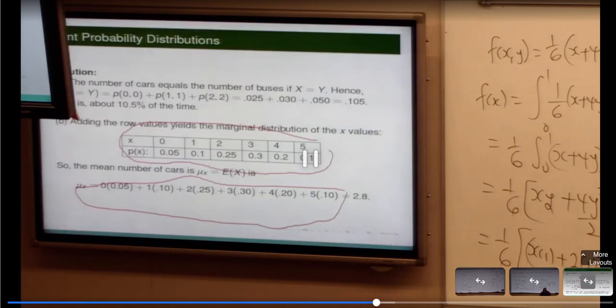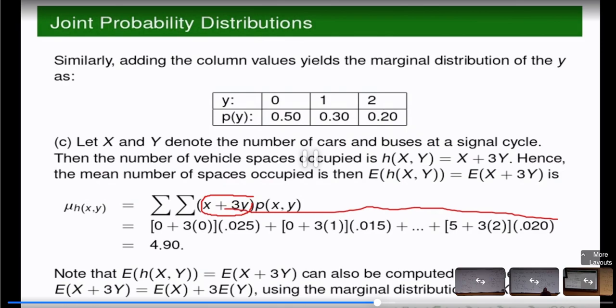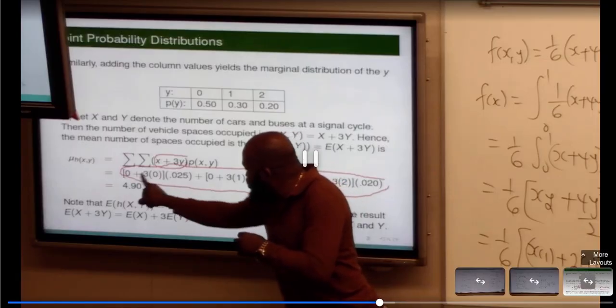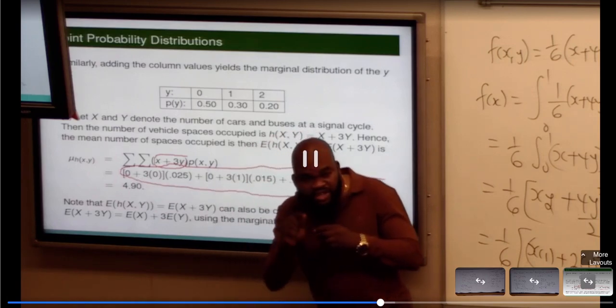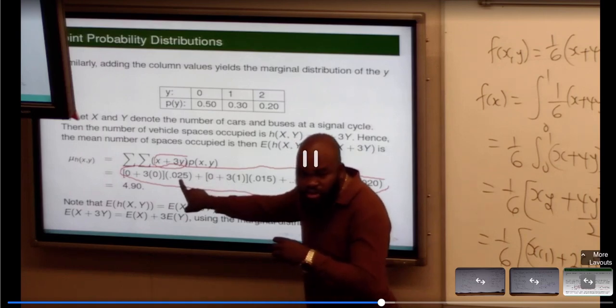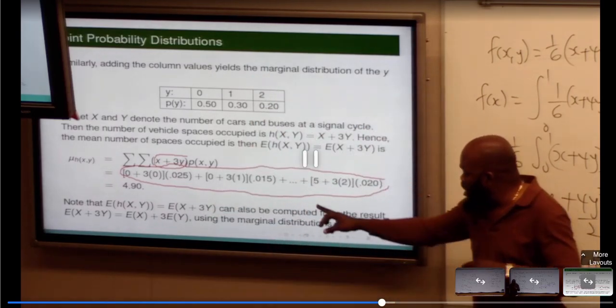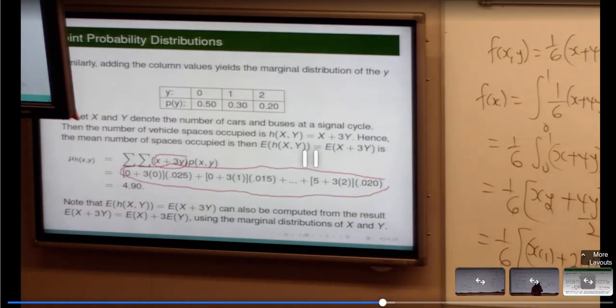And which is what I'm doing here. Take a look at this guy. It's a lot. Okay? You see that? I'm plugging in when x is 0, y is 0 into the function. Then, what is the probability associated with 0, 0? I'm going to go to the table. It's 0.025. Okay, I'll do that all the way. That very mean gives us 4.90.